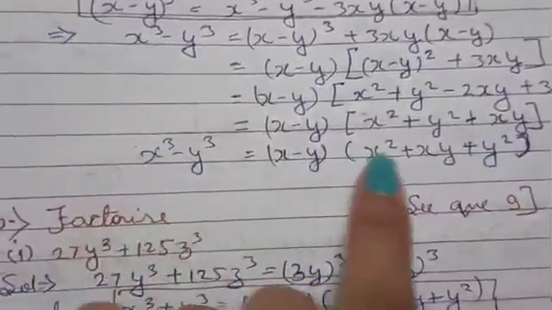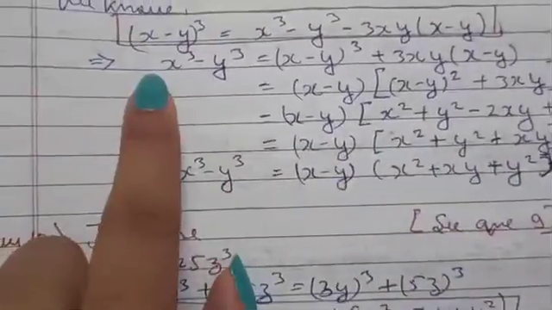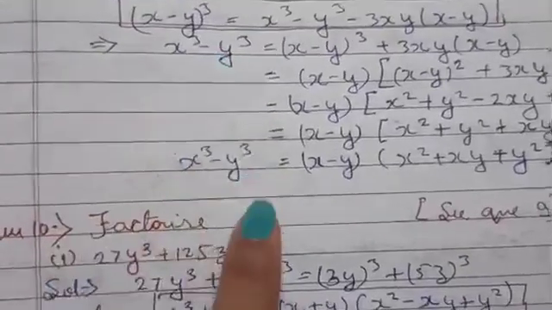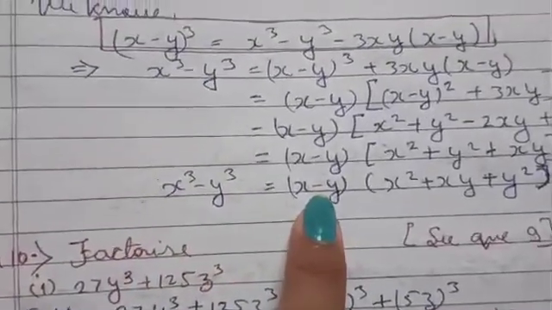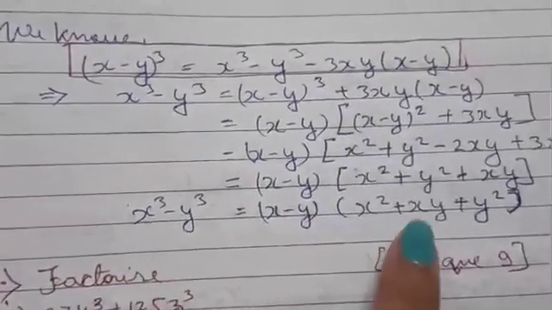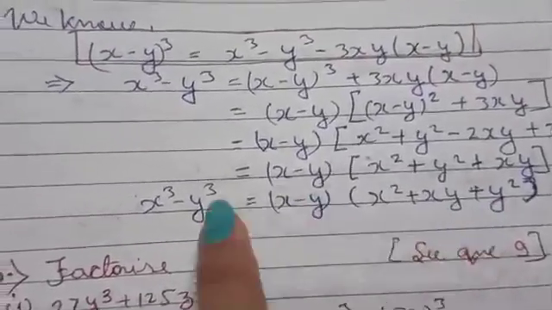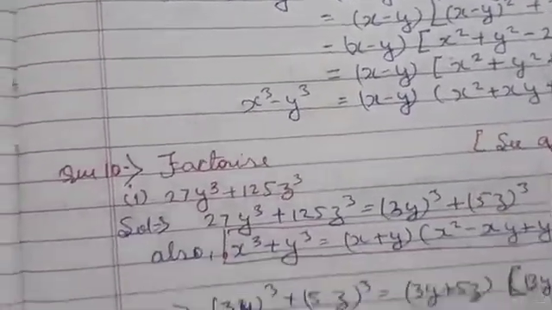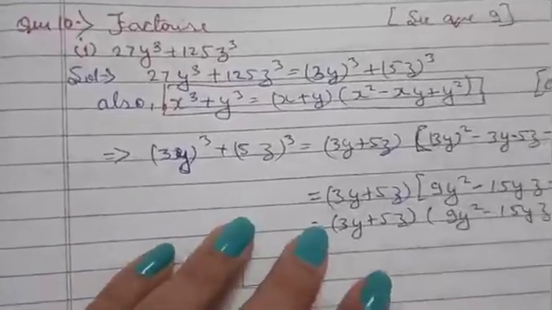Okay, so what we got again, x cube minus y cube is equals to x minus y into x square plus xy plus y square, hence verified. Okay, now see the next question.